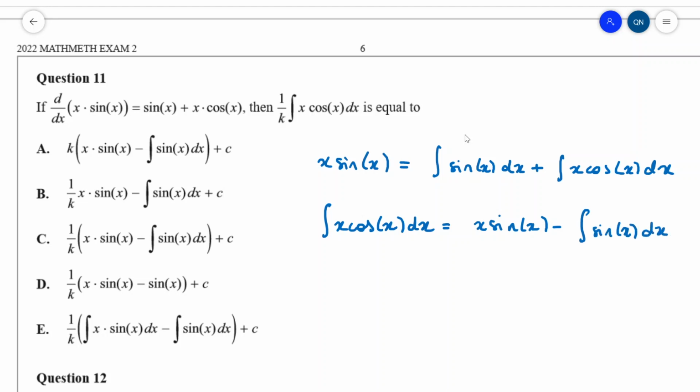But we want a 1 over k out the front here, so let's pop that in everywhere: 1 over k, 1 over k, 1 over k. And let's just match up the answers.